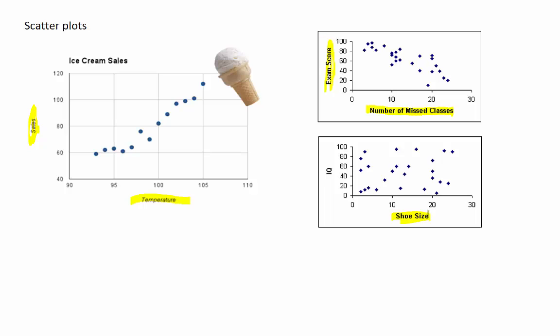And then the third scatterplot is showing us the relationship between shoe size and IQ. And it doesn't look like there's much of a relationship there because those dots are pretty scattered.